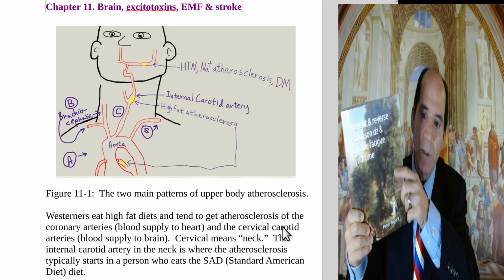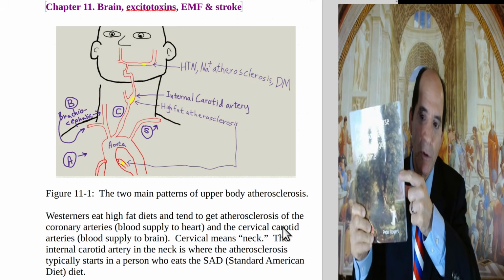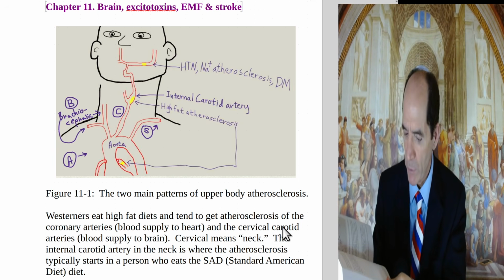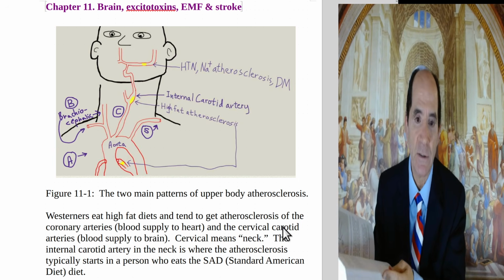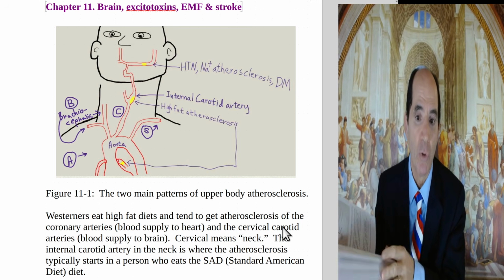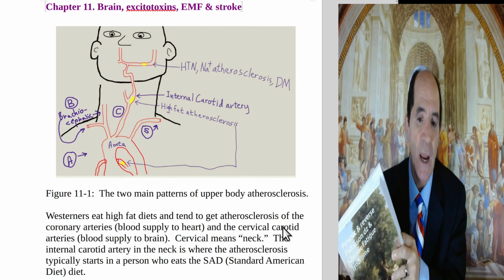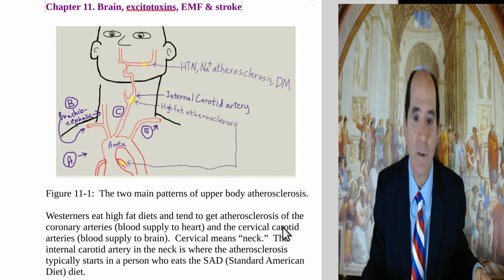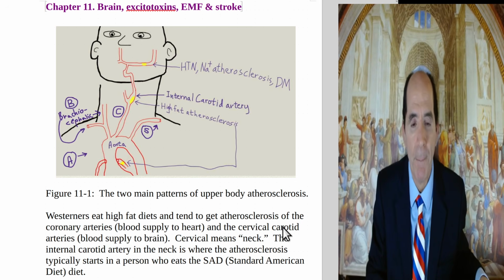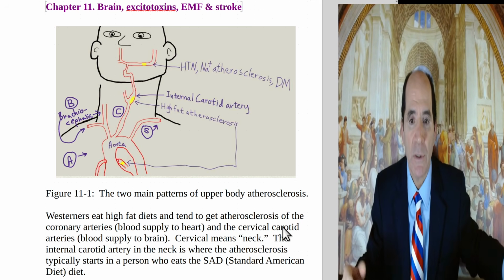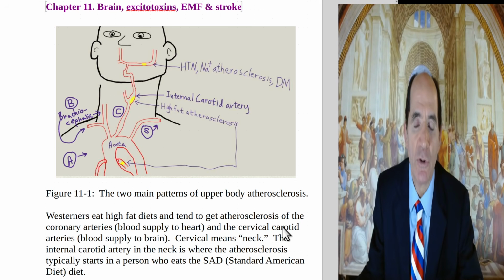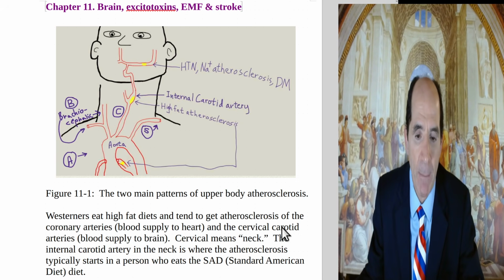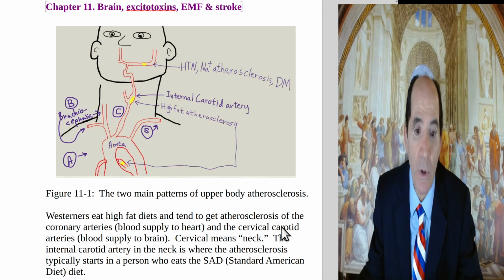Okay, we're continuing with this book here, Prevent and Reverse Parkinson's Disease and Chronic Fatigue Syndrome. We're doing Chapter 11, Brain, Excitotoxins, EMF, and Stroke. So this is pretty advanced brain stuff, but I think it's worth making because you're not going to hear this anywhere else. We're going to put together a bunch of concepts related to having a stroke and related to brain atrophy, apoptosis, and how the actual brain cells work, your neurons.